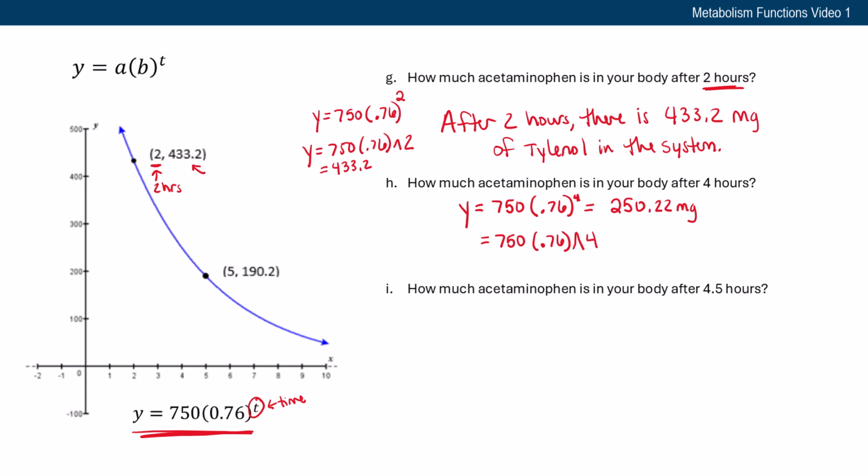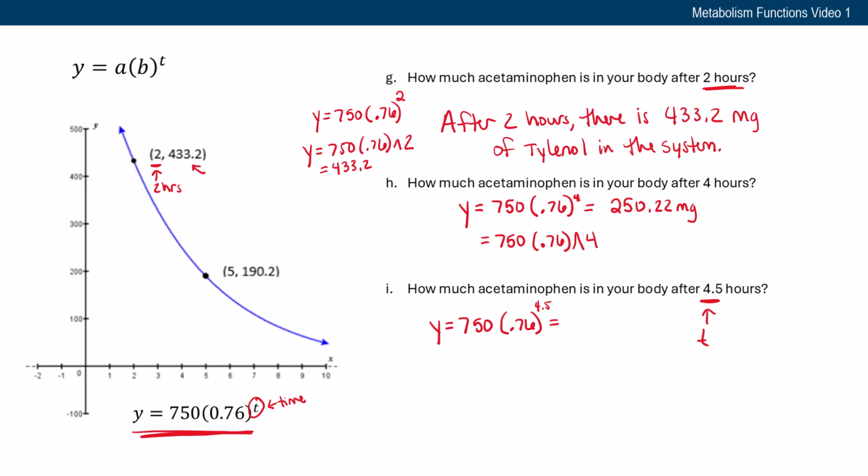All right, and then those first 2 problems, we stuck to whole numbers for hours, but we can choose any time frame. So what if we wanted to know 4.5 hours? We could take this as our t-value and plug it into our equation just like we did on the previous 2 problems. So we get y equals 750 times 0.76 raised to the 4.5 power.